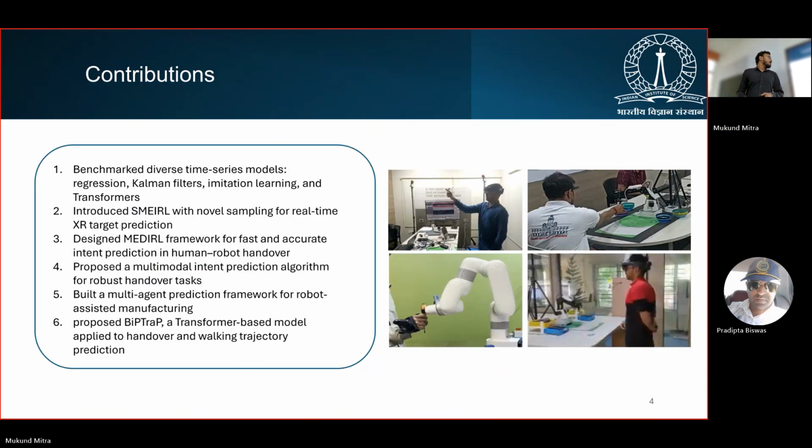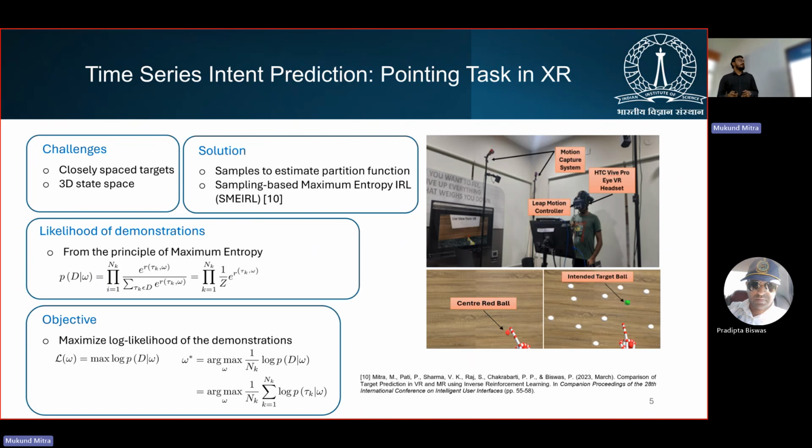Given the diverse time series models, I benchmarked them from regression and Kalman filters to imitation learning and transformer-based models. I introduced sampling-based maximum entropy inverse reinforcement learning with a novel sampling strategy for real-time target prediction in extended reality. Then I designed a framework using maximum entropy deep inverse reinforcement learning for fast and accurate handovers, which I extended to multimodal and multi-agent prediction. Finally, I proposed a Bayesian transformer, BibTrap, which is used to predict time series data and is applied to handover and walking trajectory scenarios.